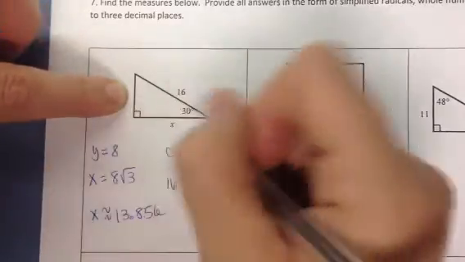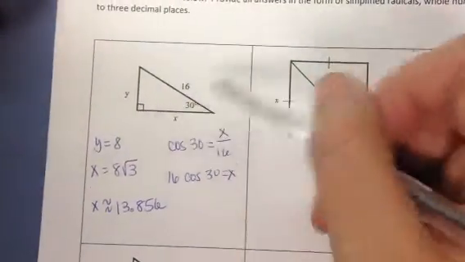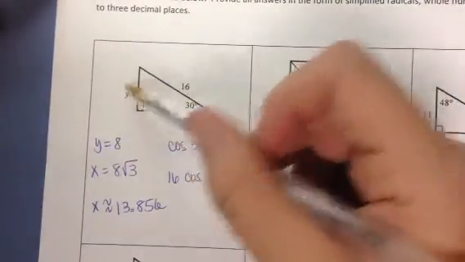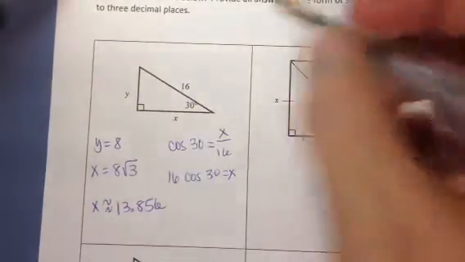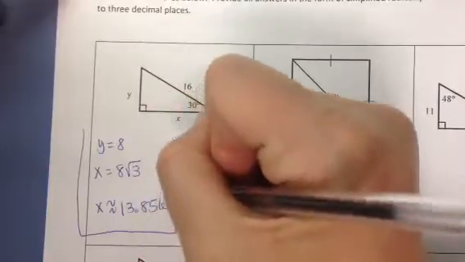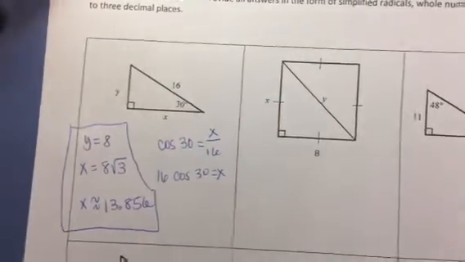Okay. You could also use the sine function to find y. So you could say the sine of 30 is y over 16. 16 sine 30, plug that in your calculator, you will still get 8. So these are our final answers, whether you use trig or you used special right triangles.